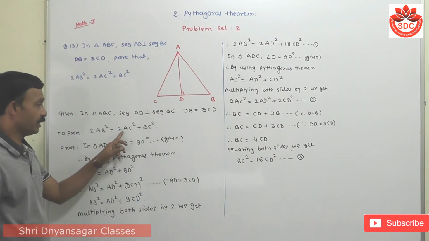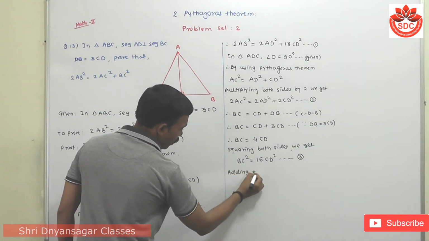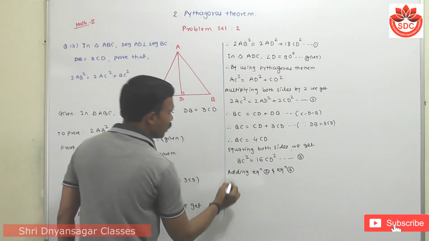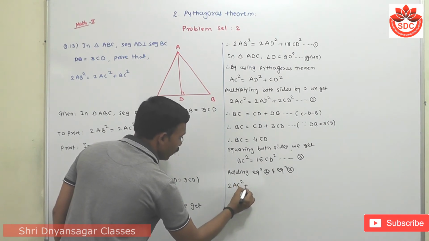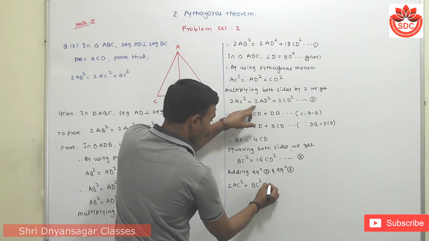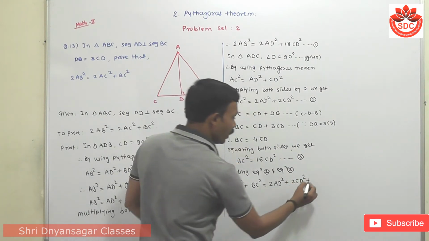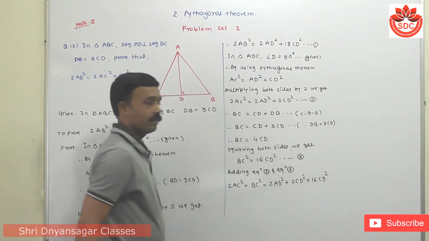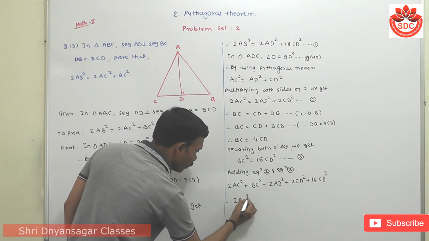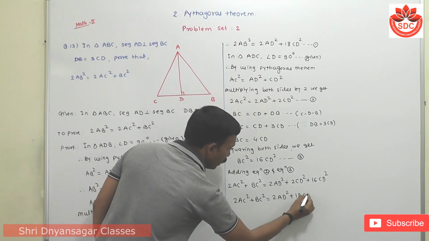Equation second and third adding, we get this value. Equation second is twice AC square, plus equation third is BC square, is equal to twice AD square plus twice CD square plus 16 CD square. Then the addition of these two is 18. So again I will write twice AC square plus BC square is equal to twice AD square plus 18 CD square.